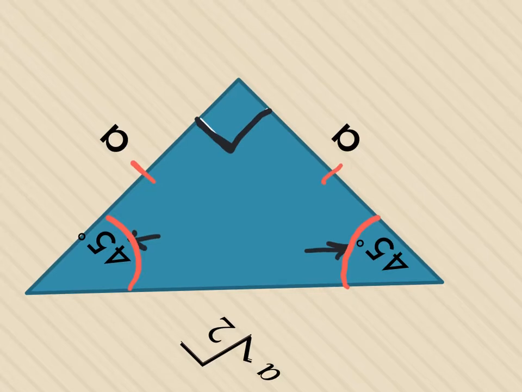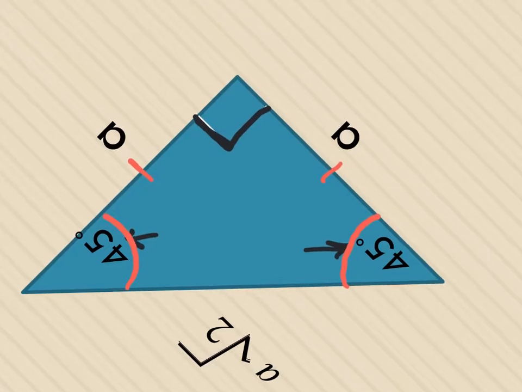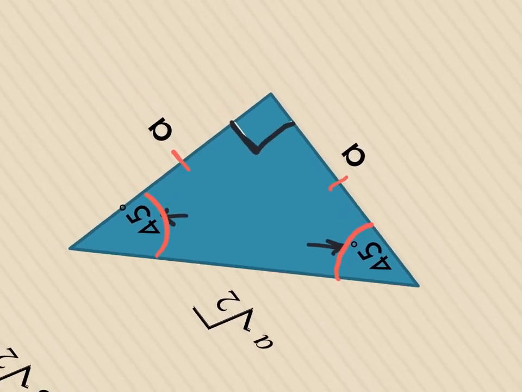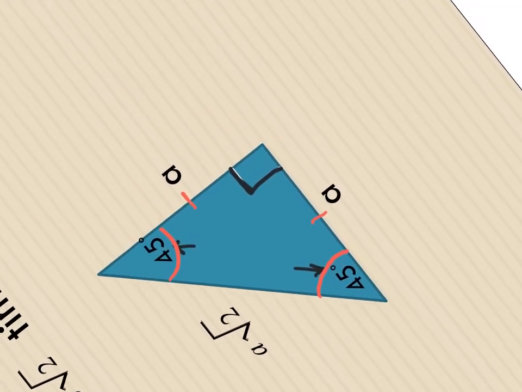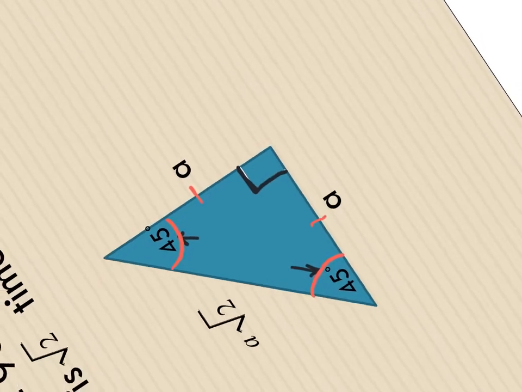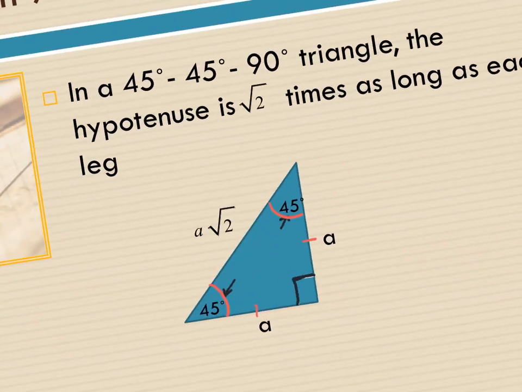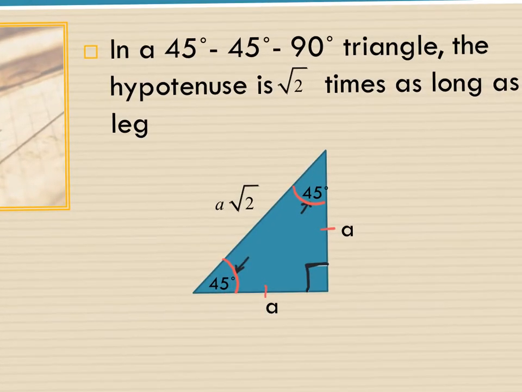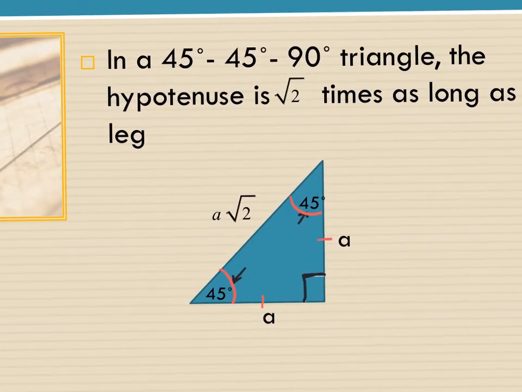We've gone over this. The converse of the base angles theorem. Right, so we've got that. It says that since those base angles are congruent to each other, it must mean that the legs are congruent to each other as well. This is an isosceles triangle for sure, and that will always happen in a 45, 45, 90 triangle. Those legs will always be equal to each other.